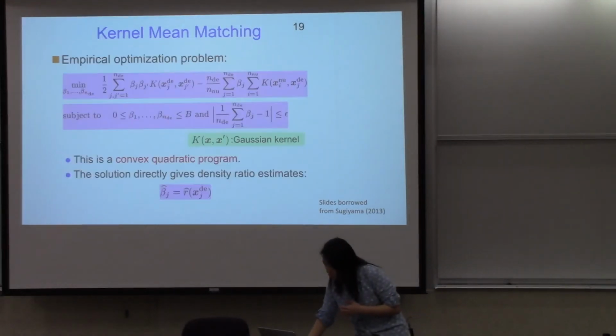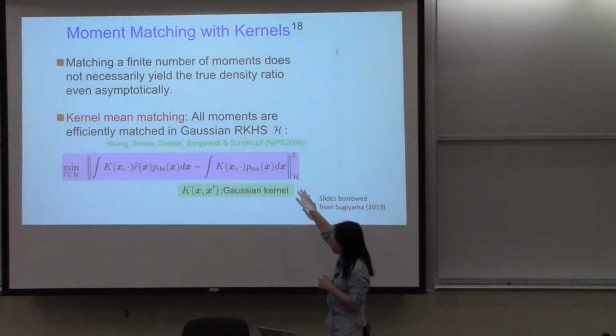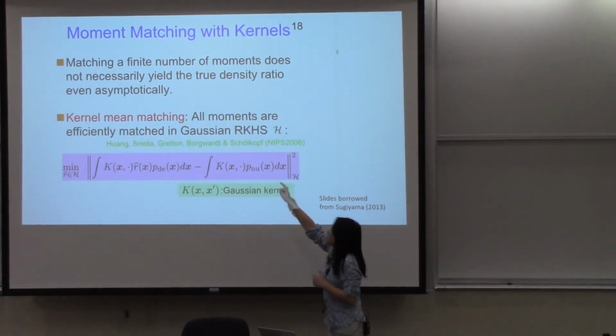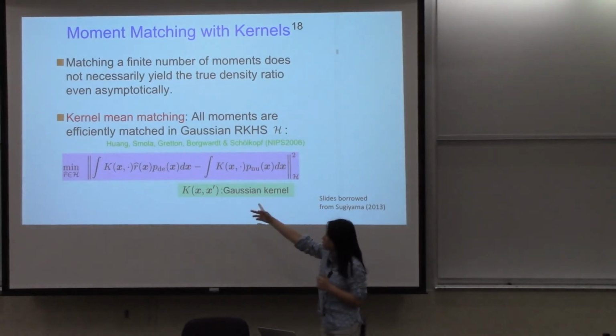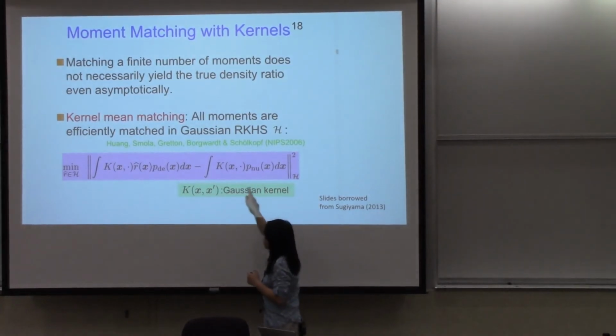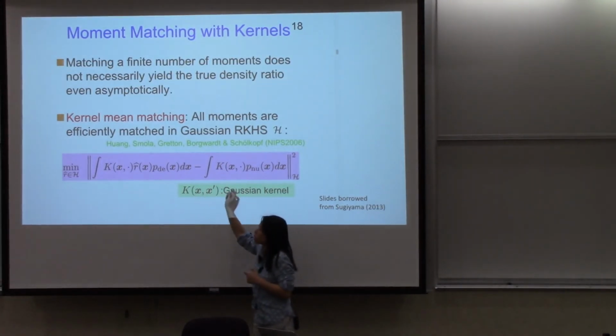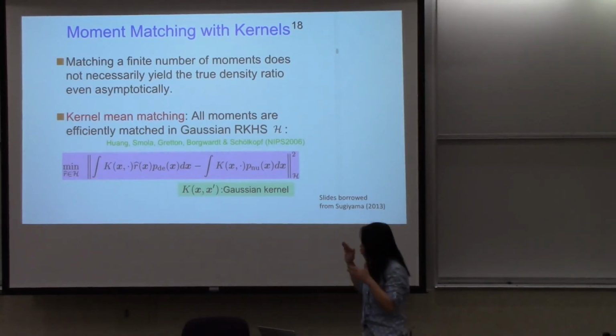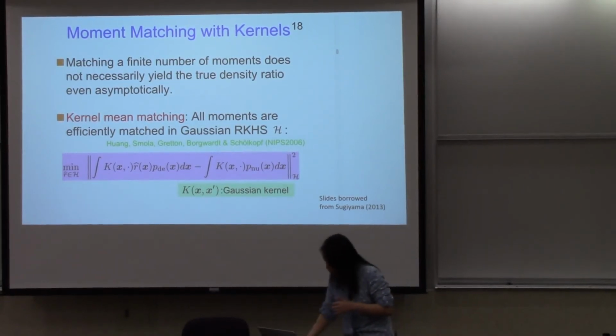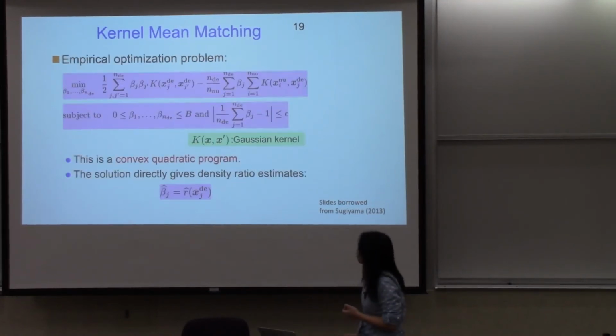Okay, so this is the optimization problem. We want to minimize the difference between these two integrals, but actually they're just the kernel mean, not expectation, the kernel mean. And this is called kernel mean matching. So we want to reduce the difference of these two kernel means.